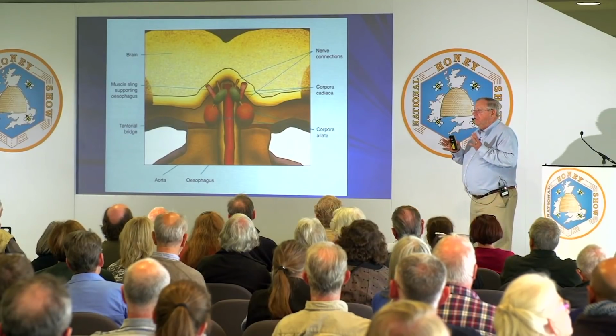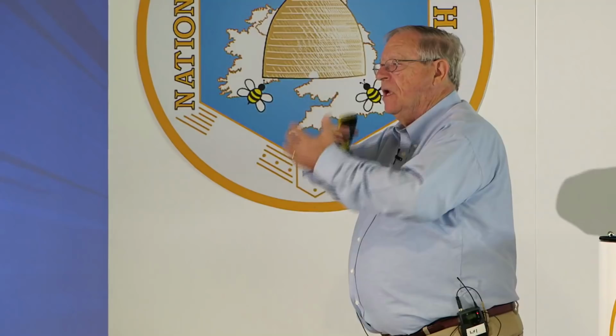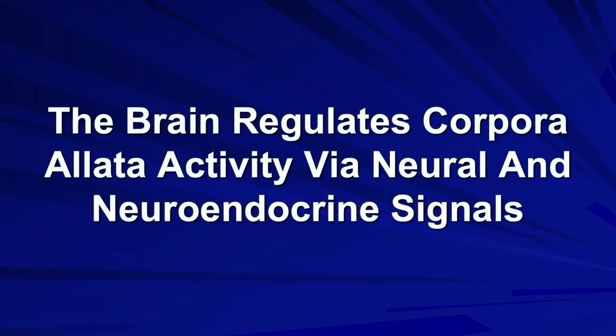But there are also nerves connected to these that go into the brain. And so the control of the brain is going to control then the secretion of the hormones from these two structures. As we say, the corpora allata are connected to two other endocrine organs by nerves. The corpora cardiaca, neurosecretory cells of the brain. The brain regulates the functioning of the corpora allata activity via neural and neuroendocrine signals.